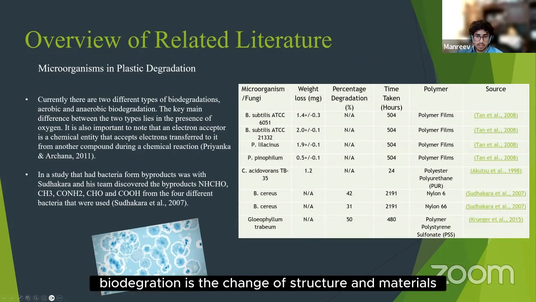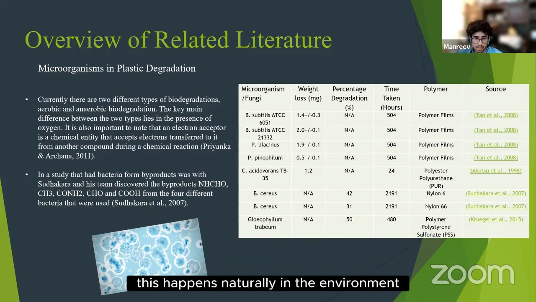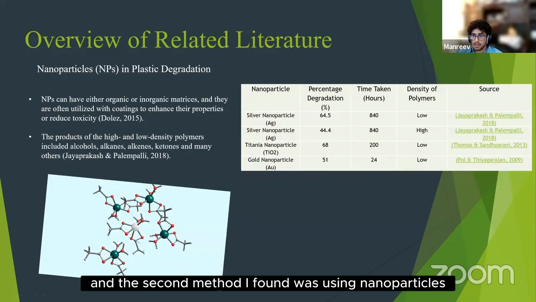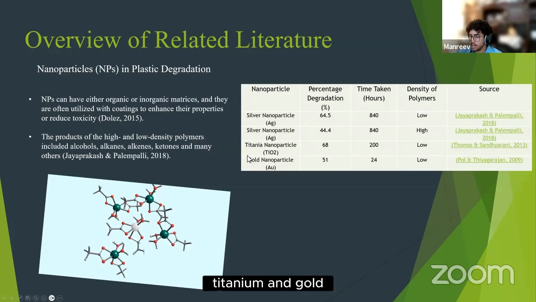And essentially, biodegradation is the change of structure and materials, in this case plastic, by utilizing a physical or chemical change. However, instead of synthetically, like humans, this happens naturally in the environment. And the second method I found was using nanoparticles. Nanoparticles that I found were silver, titanium, and gold.